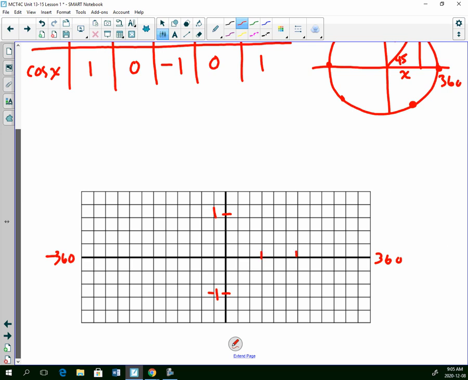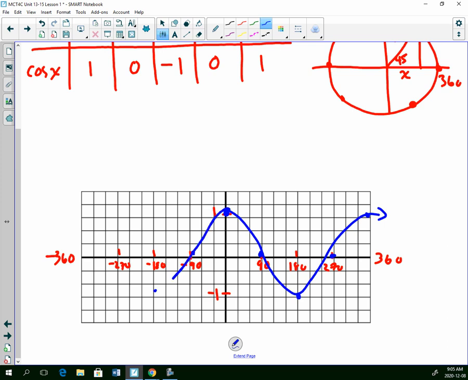So 90, 180, 270. And then the same going to the left, going around in the opposite direction. So make sure that you always put values on your x and y axis. You shouldn't leave them blank. So cosine starts at the top of the curve, goes to the middle, down to the bottom, back to the middle, and then back to the top. So it looks just like sine, except it starts at a different spot. So there's my cosine curve.